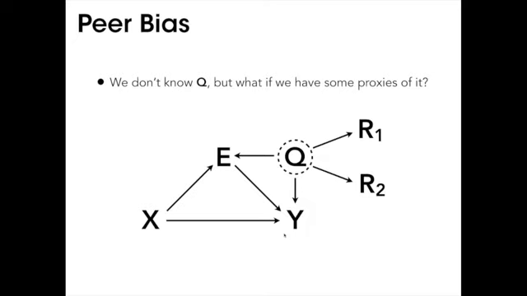You can do the same sort of general thing with the pure bias example, but now the issue is we don't know Q, so we can't deconfound this. But what if we had some other proxies of it?